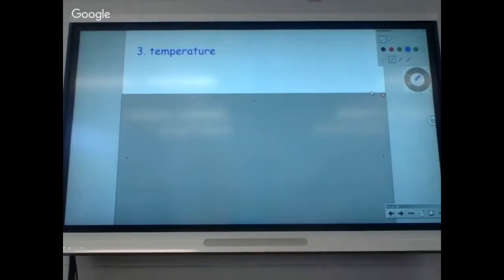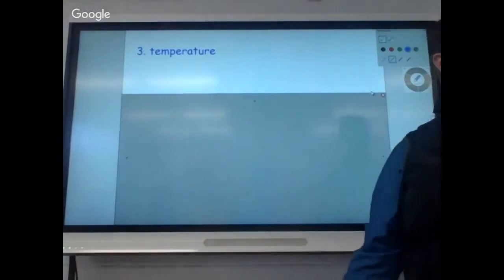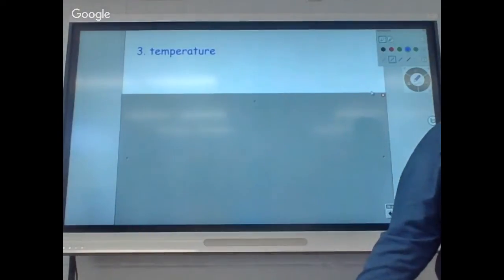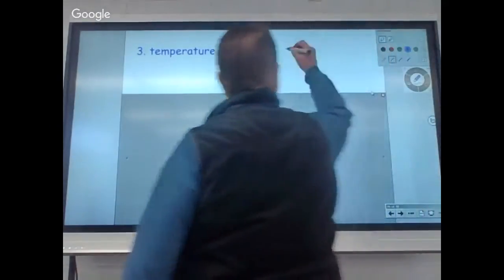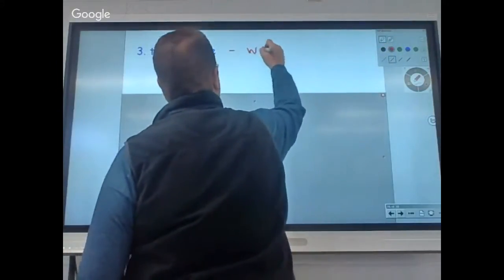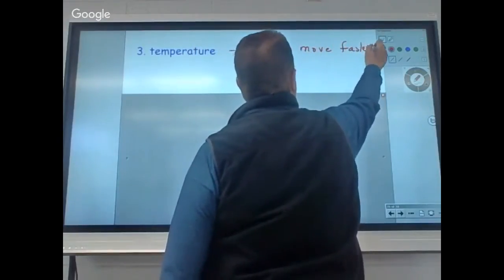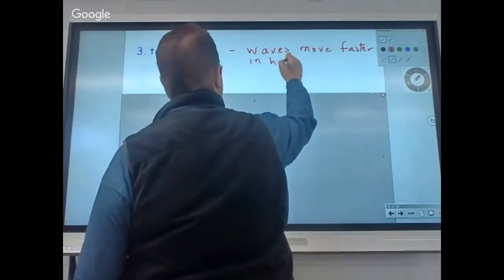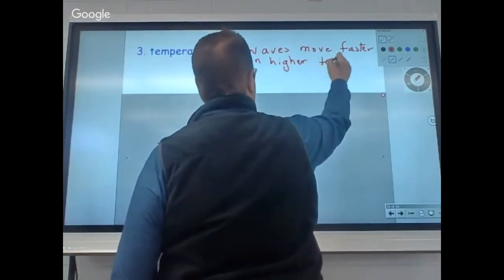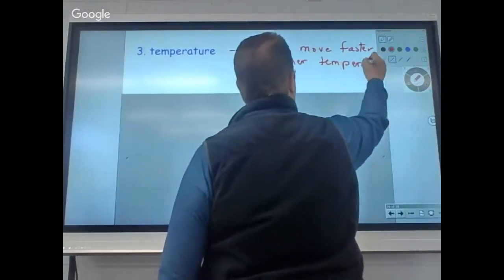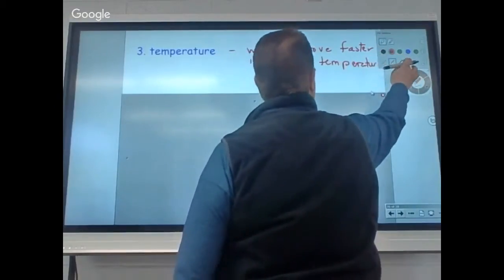All right, so waves move faster in what, high temperature or low temperature? High temperature. Okay. Anytime you have a higher temperature, things are going to move faster because the particles are already moving faster or slower? Faster. Okay. Anytime you have a higher temperature, it moves faster.